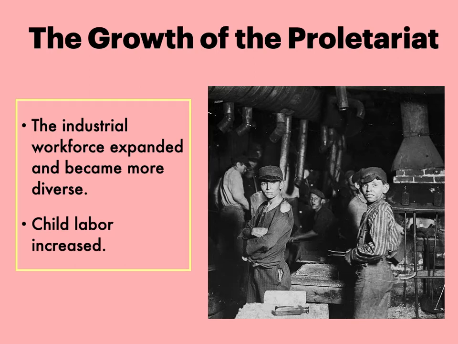The working class, also known as the industrial proletariat, grew in numbers and in diversity. In this era, workers were trying to build solidarity and create labor unions. Management sought to exploit this diversity, hoping that English-speaking workers would not organize with non-English-speaking workers. Also, the numbers of children employed in factories and in mines increased.